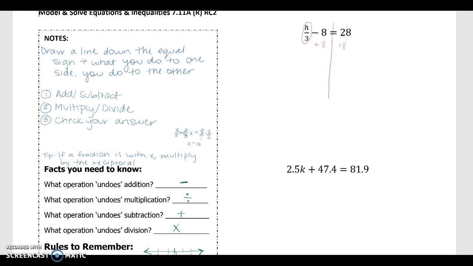Plus 8. Okay, so 28 plus 8, 8 plus 8 is 16. Put a 1, so we have 36. So h divided by 3 is 36. Now we need to get h by itself, and right now we have h divided by 3. So we're going to undo the dividing by 3 by multiplying by 3. So 36 times 3, 3 times 6 is 18, 3 times 3 is 9, plus 1 is 10. So h is equal to 108, okay?